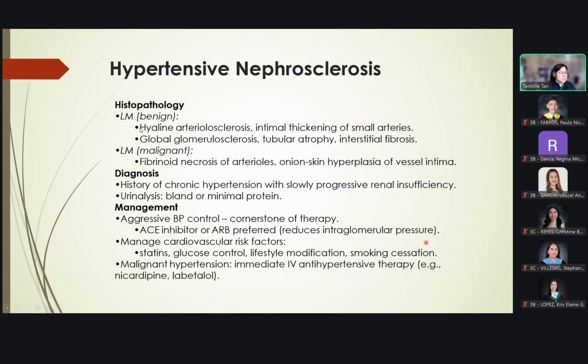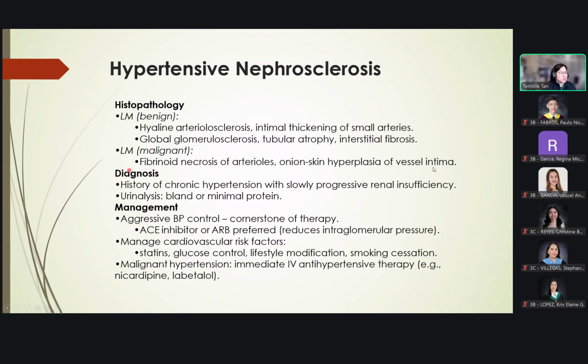For histopathology in benign disease, you can have hyaline arteriosclerosis and intimal thickening of your small arteries. You can also have global glomerulosclerosis, tubular atrophy, and interstitial fibrosis eventually in patients who have longstanding hypertensive disease. For malignant, you'll see fibrinoid necrosis of arterioles and onion skin hyperplasia of your vessel intima.